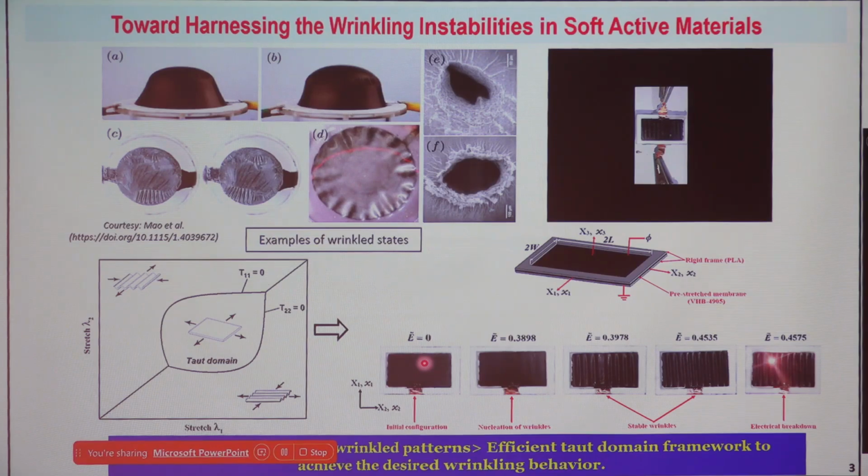Now, how can we mathematically define this wrinkle behavior? There is a tau state phenomenon that represents the two configurations. In your case, sir, the active area is completely filled. In this case, it's completely active.